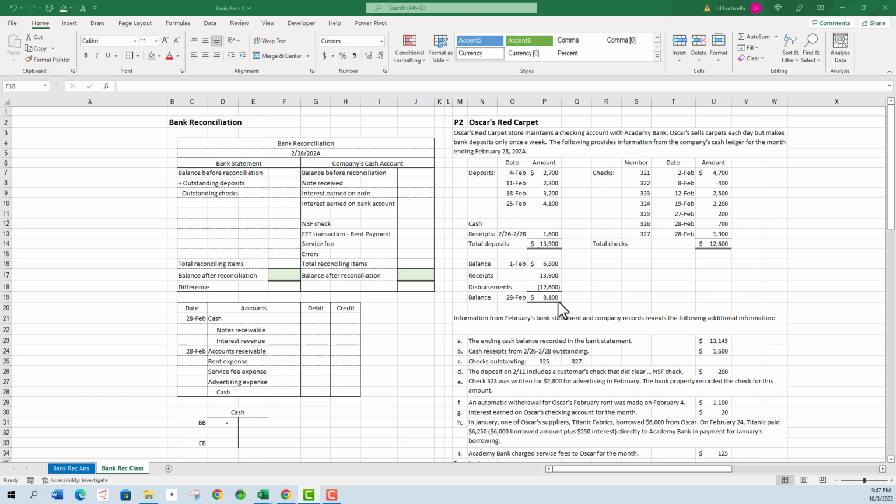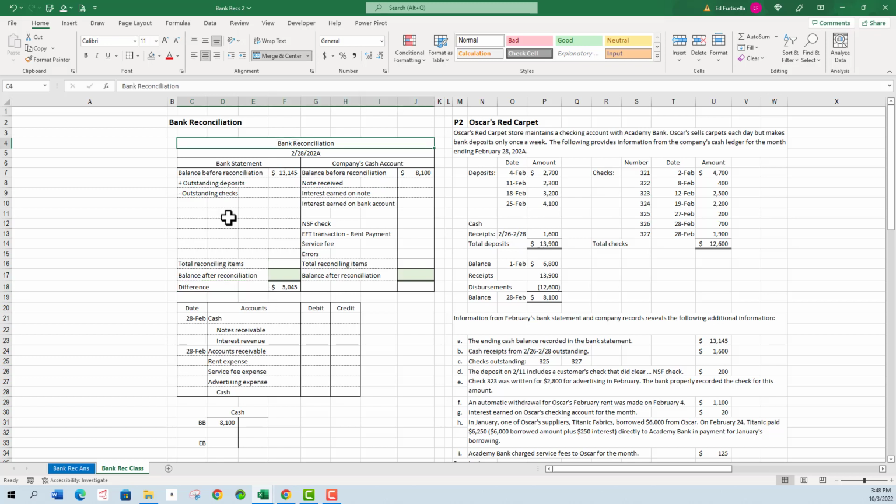Now let's look at steps A through I and do a bank reconciliation for Oscar's Red Carpet Store. Letter A says the ending cash balance recorded in the bank statement was $13,145. So our company received the bank statement. The bank statement states that we have $13,145. Our general ledger, on the other hand, says our cash balance is $8,100. The difference between the two is $5,045.